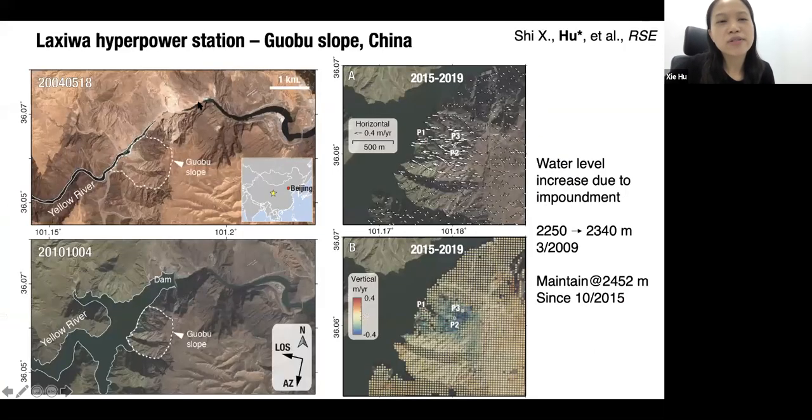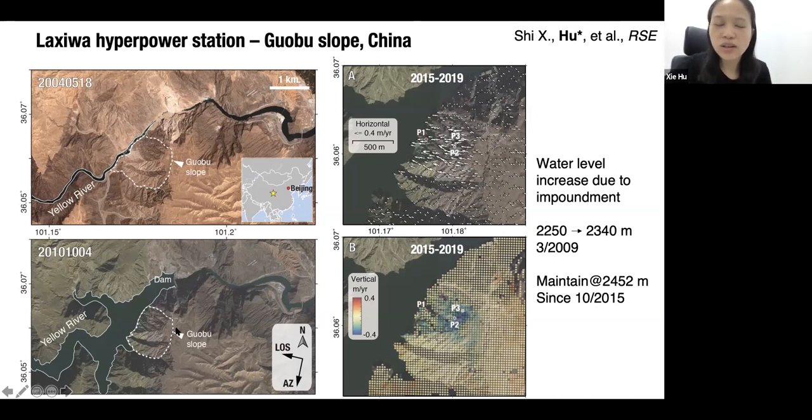And hydropower engineering can also trigger active landsliding, such as in the Xiaowan hydropower station in China. The water level increased due to impoundment in 2009. Here the width of the river increased from 70 meters to 150 meters. The lower part of the slope is submerged under the water, and cracks formed in the upper part of the slope and collapse gradually.